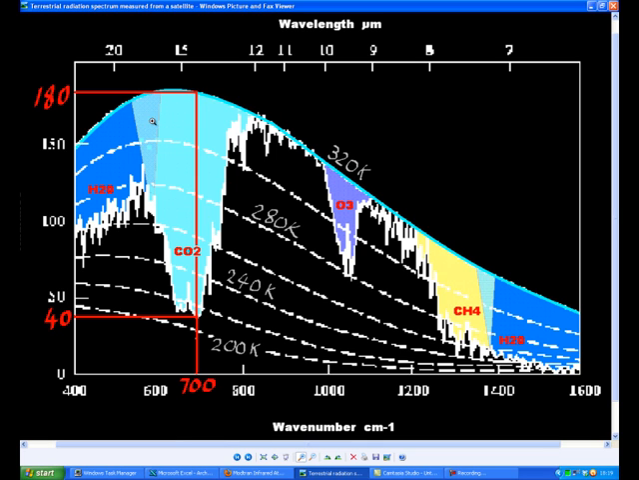The greenhouse effect is good, but it's the change in the greenhouse effect, the global warming, that's the thing which scientists are worried about at the moment.